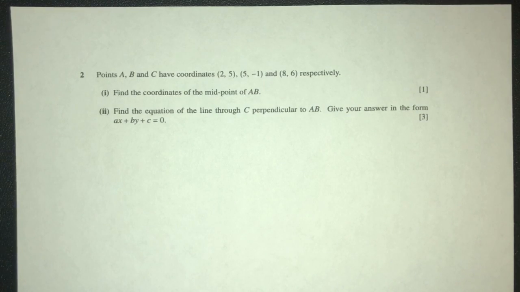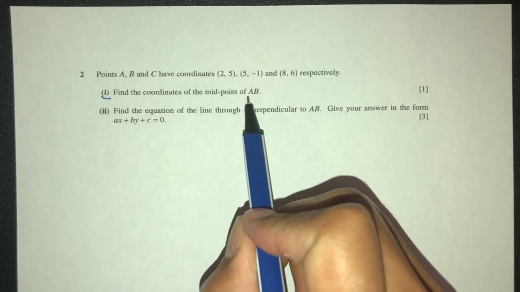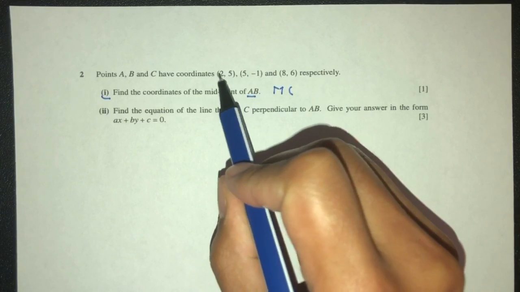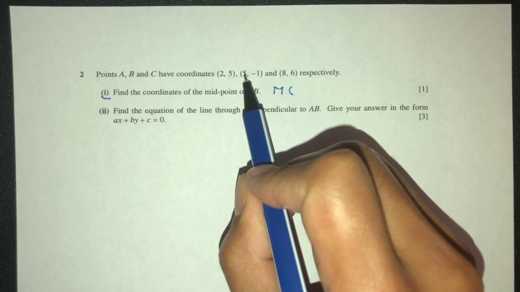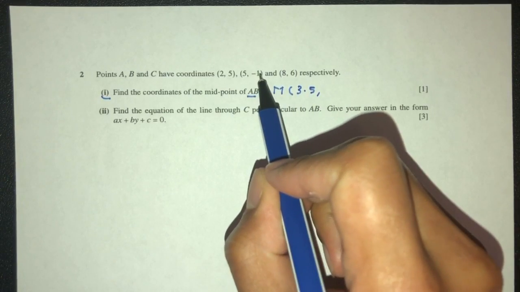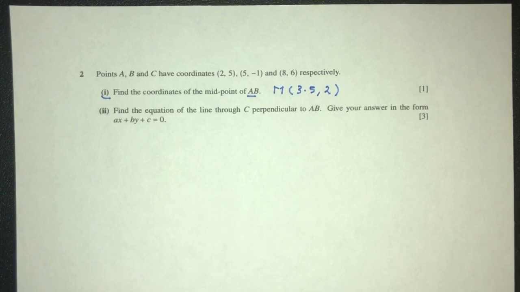The points A, B, and C have coordinates (2, 5), (5, -1), and (8, 6), respectively. Now, part 1, we have to find the midpoint of AB. So pretty easy. We use the formula we know, which is x1 plus x2, that will be 7, divided by 2 should be 3.5. y1 plus y2 should be 4, divided by 2, that should be 2. This is the midpoint of AB.